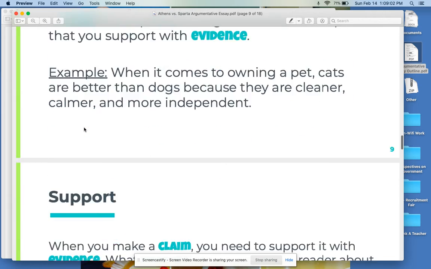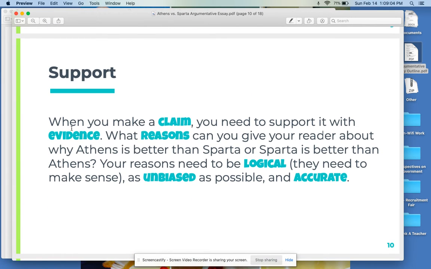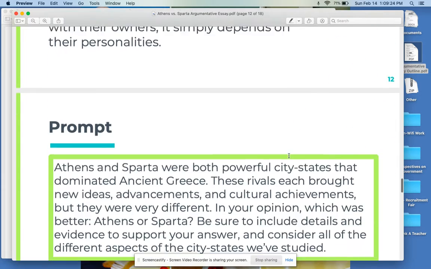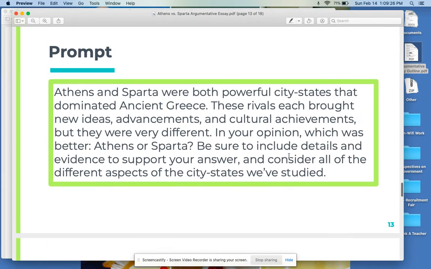Your support. When you make a claim, you have to support it with evidence. What reasons can you give the reader about why Athens is better than Sparta or Sparta is better than Athens? Your reasons need to be logical, meaning they need to make sense, and unbiased and accurate. So you're not really giving me opinion statements. You're talking factual, okay?